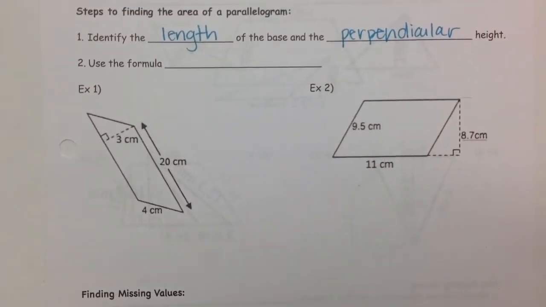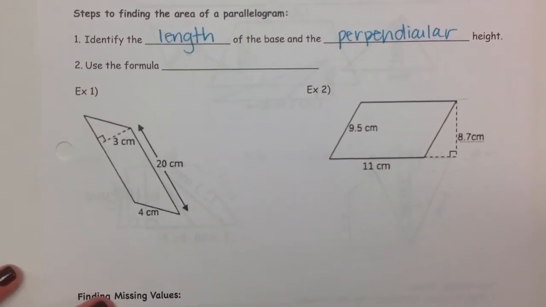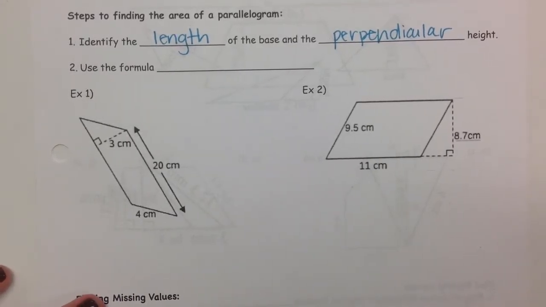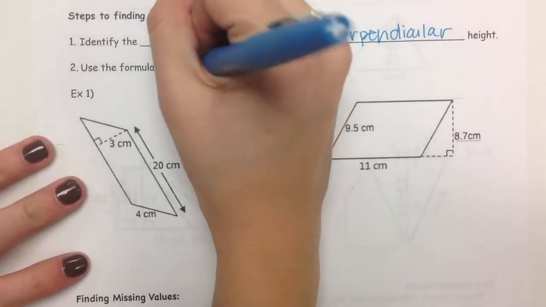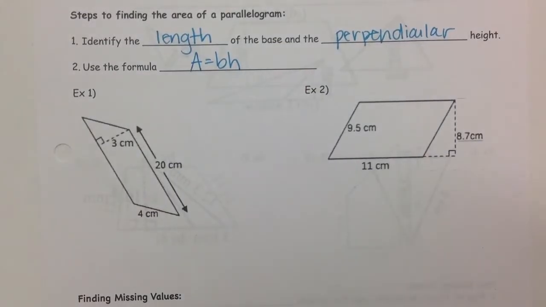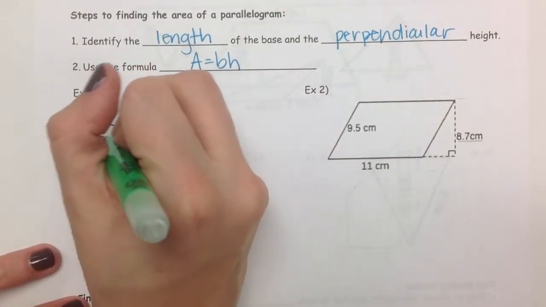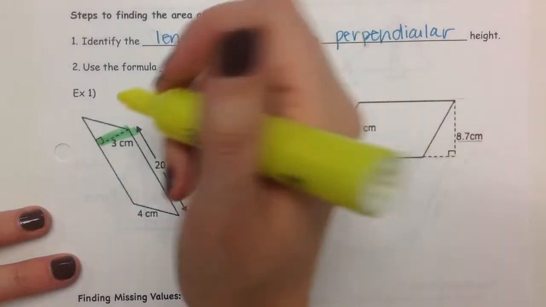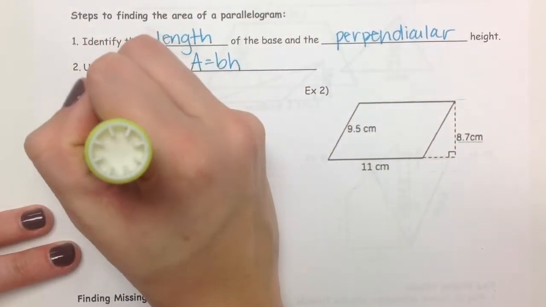Once we have identified the length of the base and the perpendicular height, we're going to use the formula area equals base times height. So in this first one, the first thing that I am identifying is that perpendicular height. So I'm looking for that 90-degree measure. And then I'm saying, okay, well, what side measure is that perpendicular? Where does it meet with the 90-degree angle?